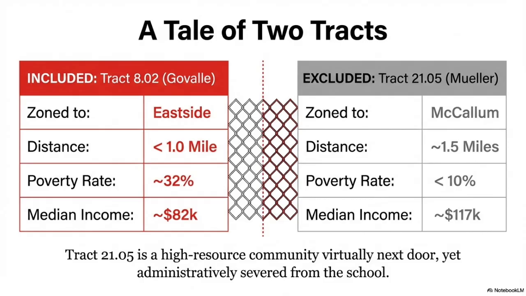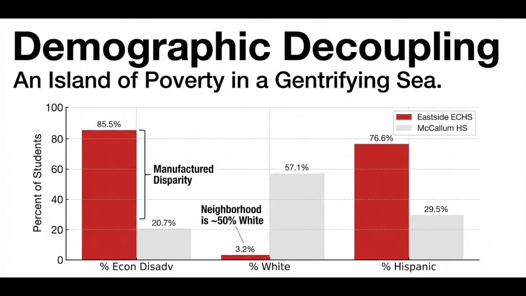Same part of town, same proximity, completely different educational worlds. That does not happen by accident. And this map did not become this way overnight. It is the result of nearly a century of policy decisions, each one layering disadvantage onto Eastside students.